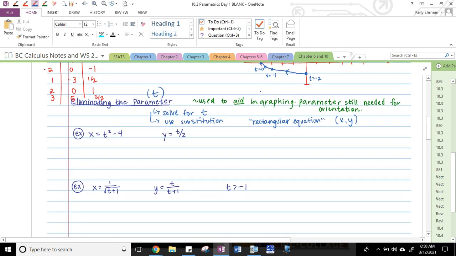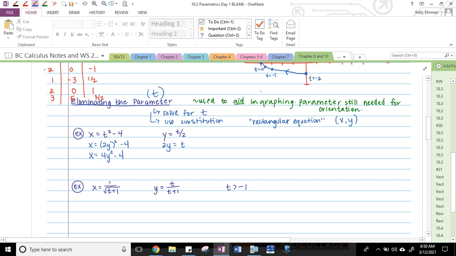So it would look something like this. Let's just solve this simple equation over here: 2y is equal to t. Rather than solving the other equation for t, I can just use substitution here and say if t is equal to 2y, then x is equal to, instead of t squared, the quantity 2y squared. So x is equal to 4y squared minus 4.